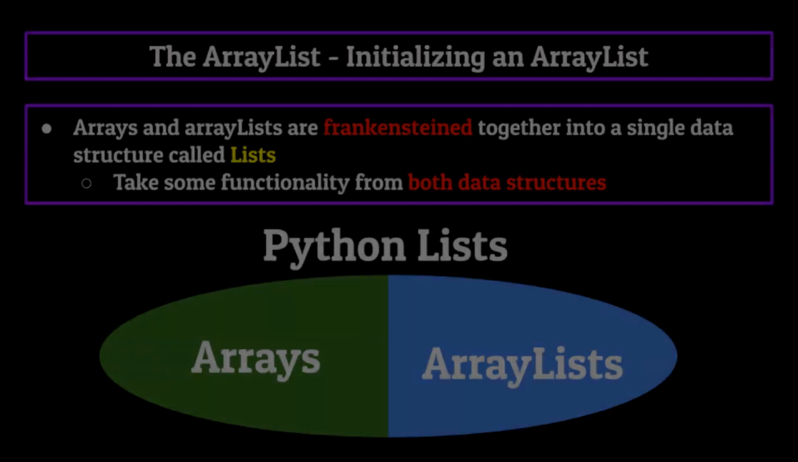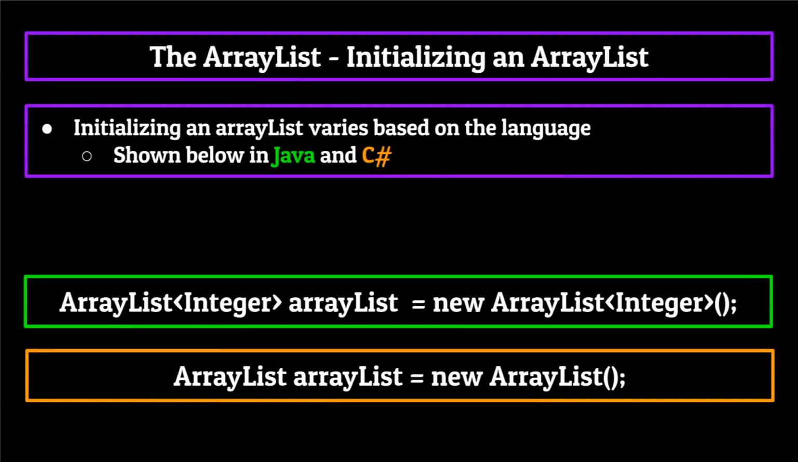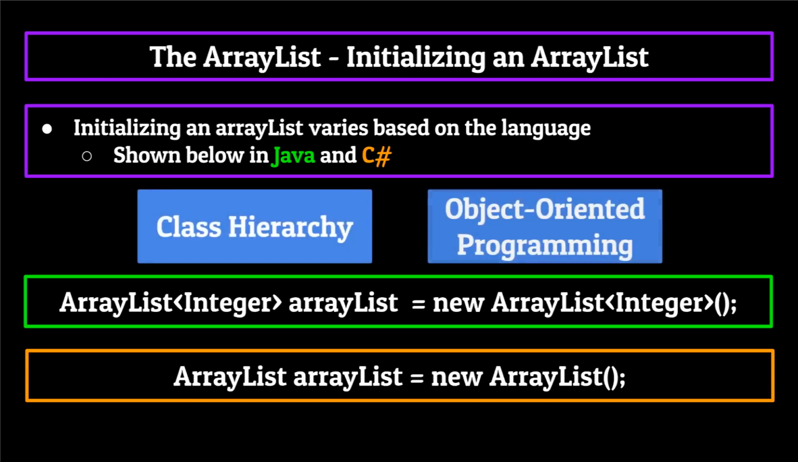Now going back to array list initializations, another thing you may notice is that it looks a little bit awkward in the way that these statements are structured. And that's mainly due to the fact that the array list is actually its own separate class, outside of the base version of these two languages. Now I'm not going to get into class hierarchy and object-oriented programming right now, because that's a whole other topic with big concepts and even bigger words.